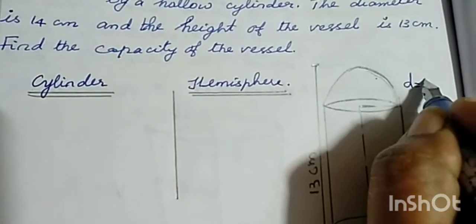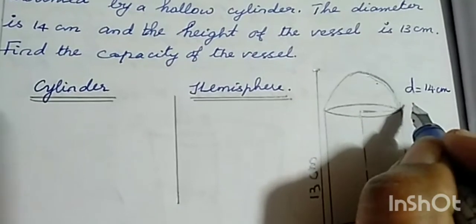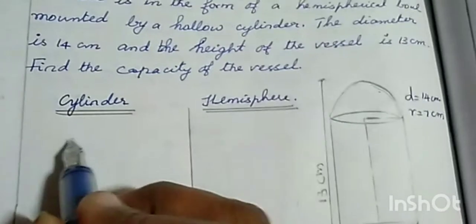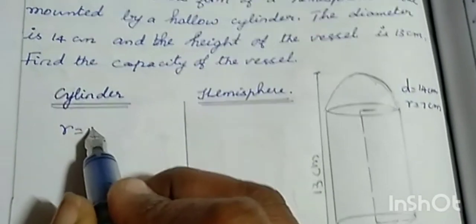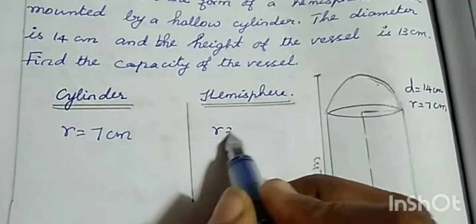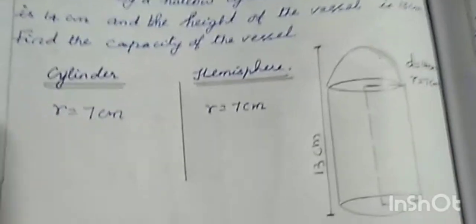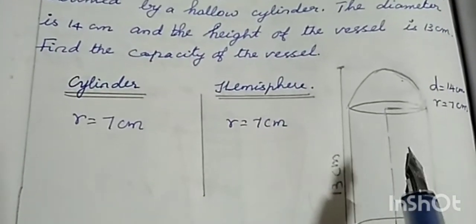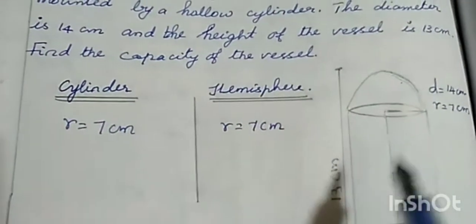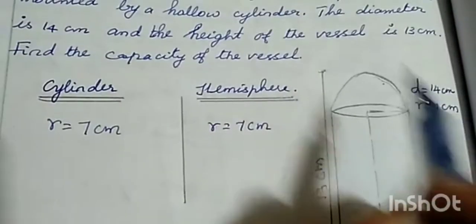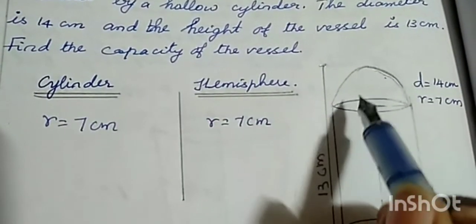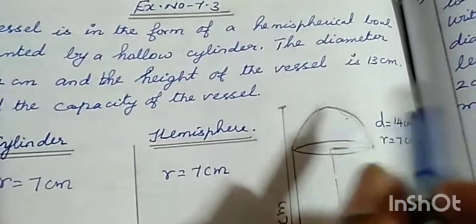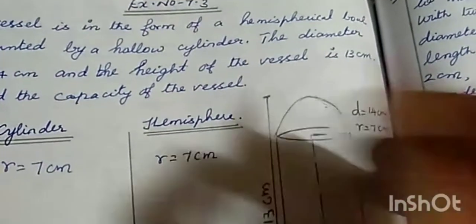So if the diameter is 14 centimeter, radius is 7 centimeter for both cylinder and hemisphere. Now radius is 7 centimeter. The height of the total vessel they have given. We have to find the height of the cylinder separately and height of the hemisphere separately. Half of the sphere is only hemisphere.